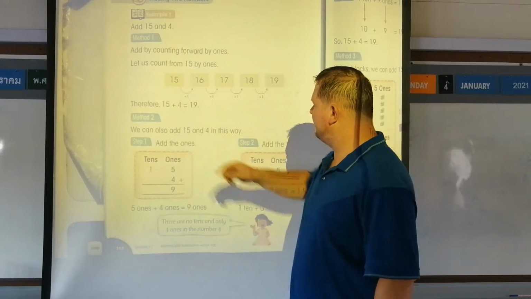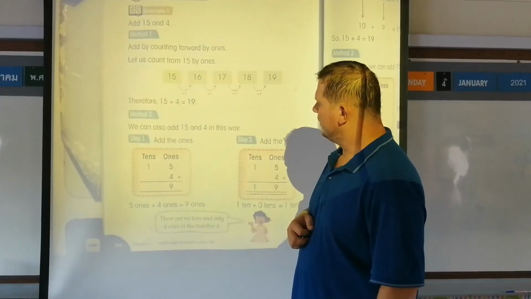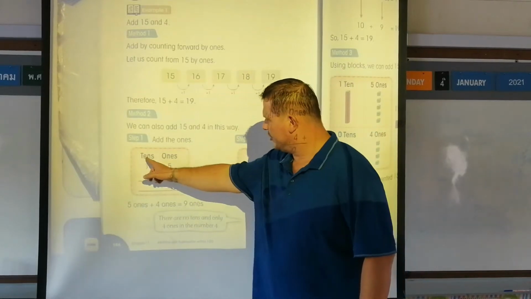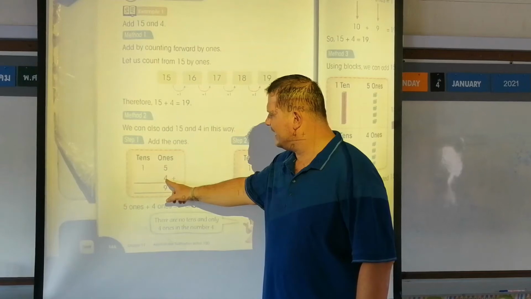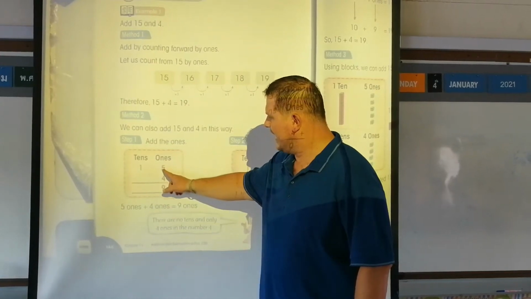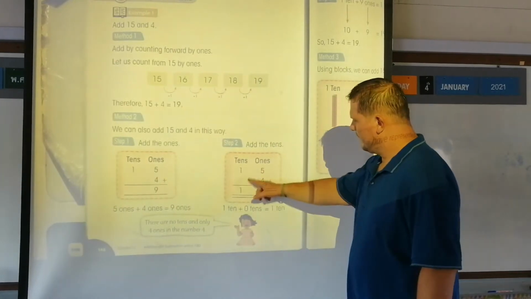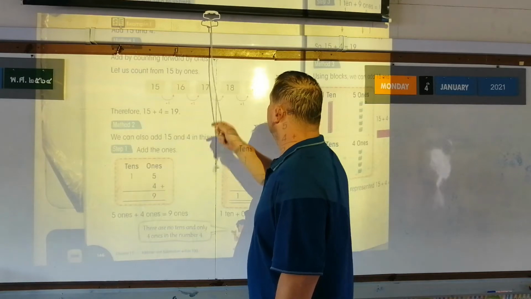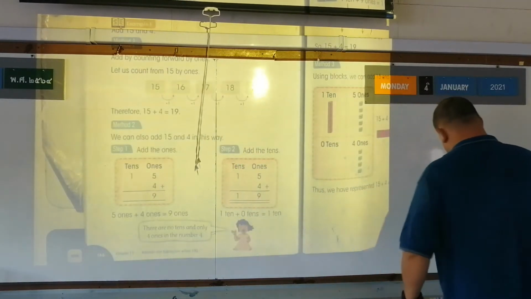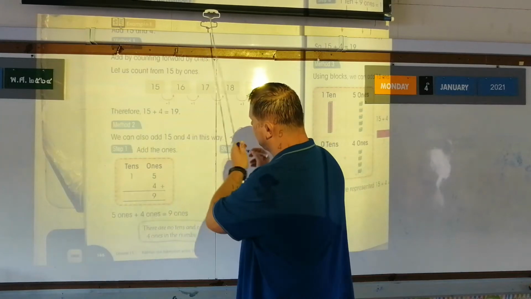We can also add 15 and 4 in this way, right? So you write 15 and then put the 4 underneath that. So you add the 5 and the 4, that makes 9. Okay, hang on. I'm going to do this for you while writing it down. Okay, have a look. I hope you guys can see this.